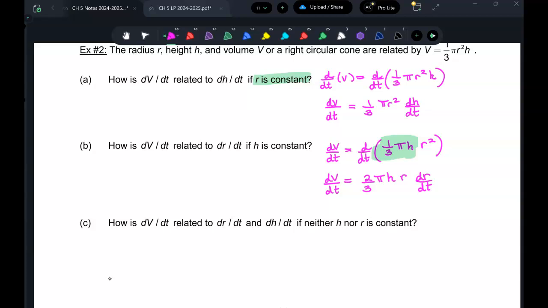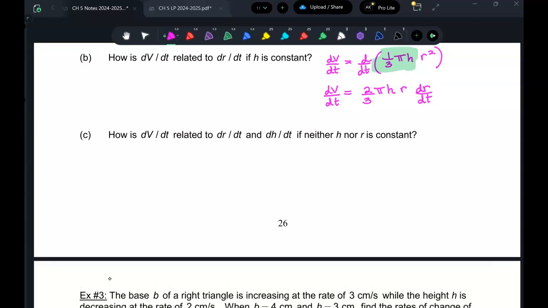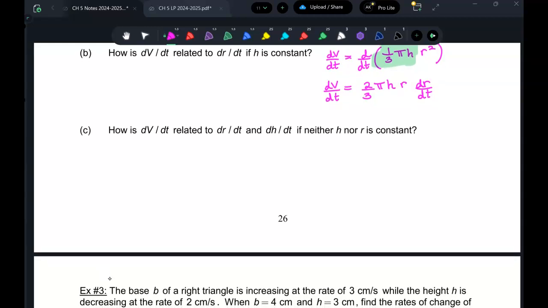Yes, because you still have an r to the first power if we use the power rule. So the 2 goes to the front. Nothing else here changes. r to the first power times dr/dt. Now neither one is going to be constant. So now we have to do u times v.